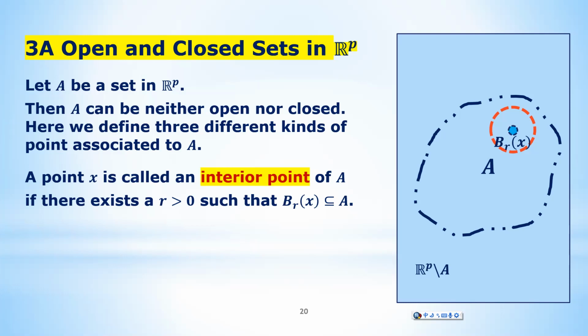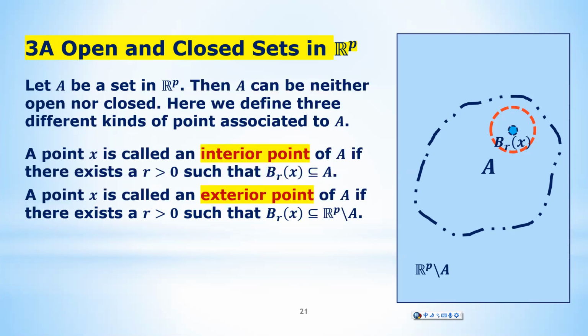Think about drawing a curve in the plane. Think about a curve in R2, the two-dimensional space, and this curve carries many points. But none of these points will be interior, because no matter how you draw a small ball surrounding a point, this ball must touch the outside of the curve. Okay, so this is called an interior point.